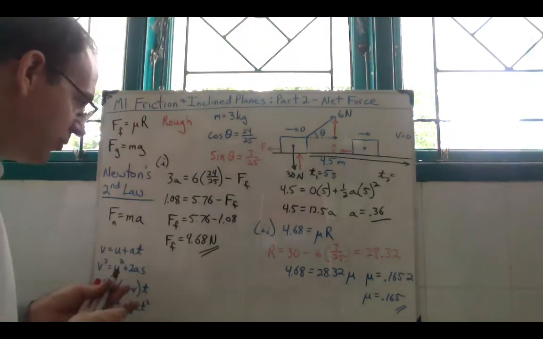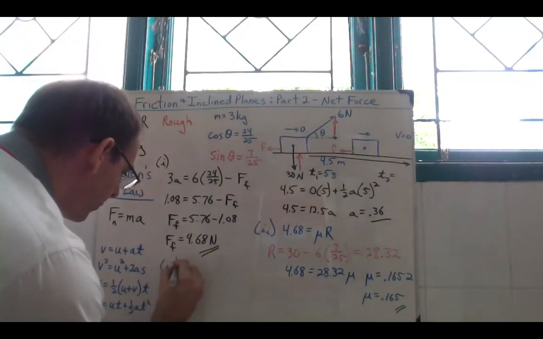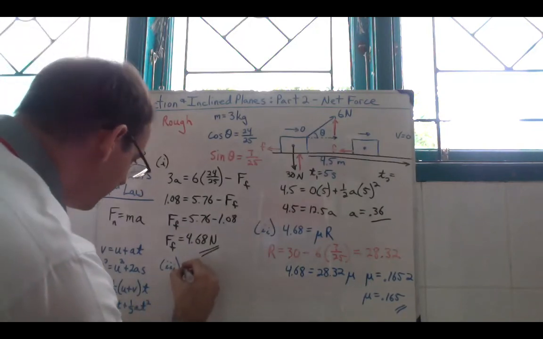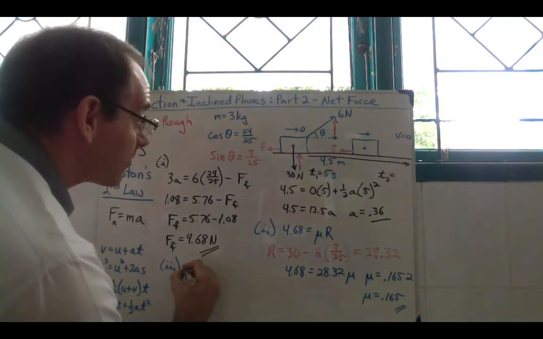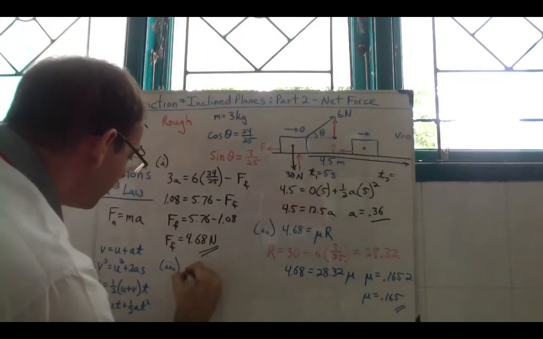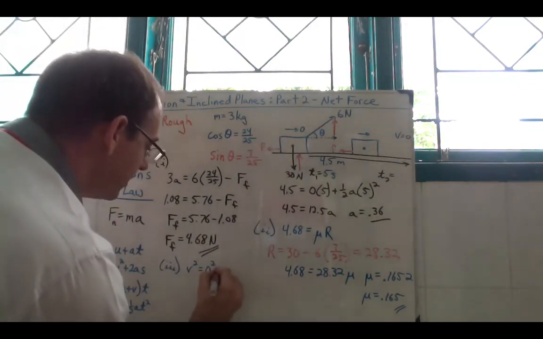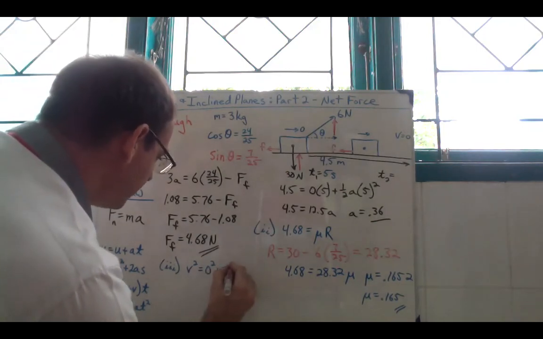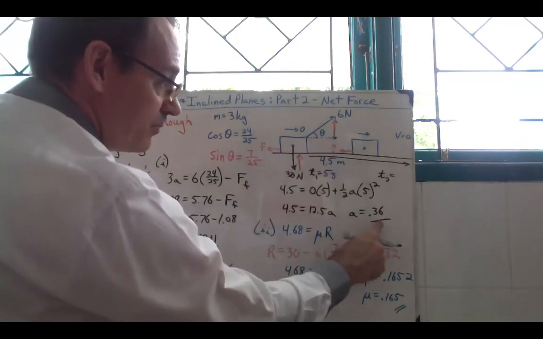So we want to do a part 3. Let's find out our starting velocity, or the final velocity for this segment. So v squared equals 0 squared plus 2 times acceleration. The acceleration for this part was 0.36.